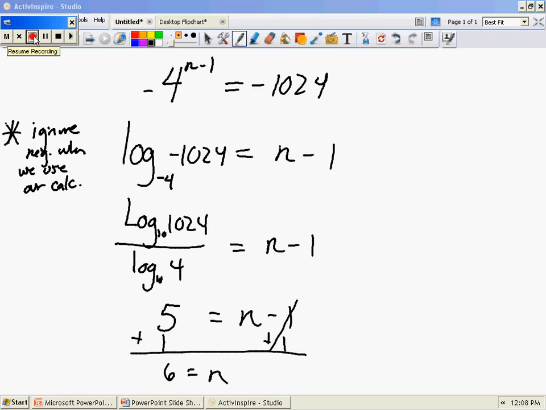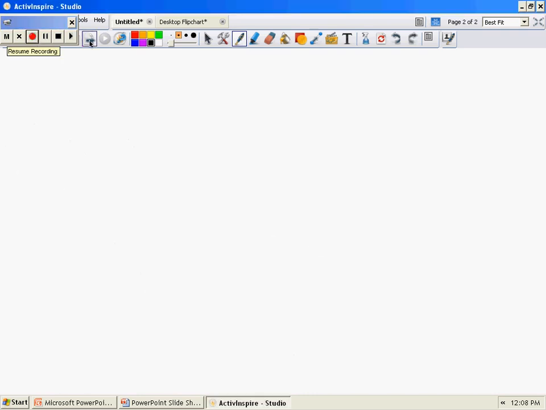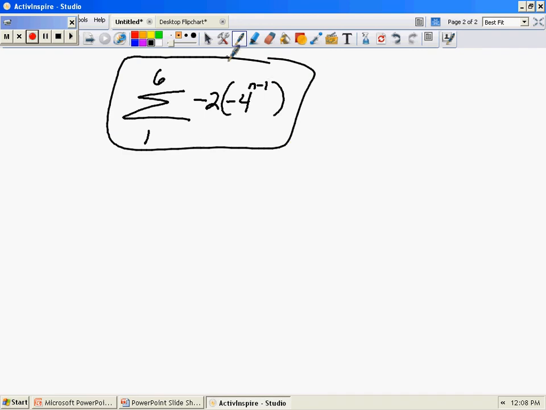All right, so now we can take all of our information and put it in sigma notation. We found out that the highest term was the 6th term, and we always start at 1, and my nth term was -2 times -4 to the n minus 1. So for the geometric ones, you have to use logs to figure out what your n is. There is another way you can find out what n is, which would work, but we're going to stick with logs. I think that's the easiest one to review right now.